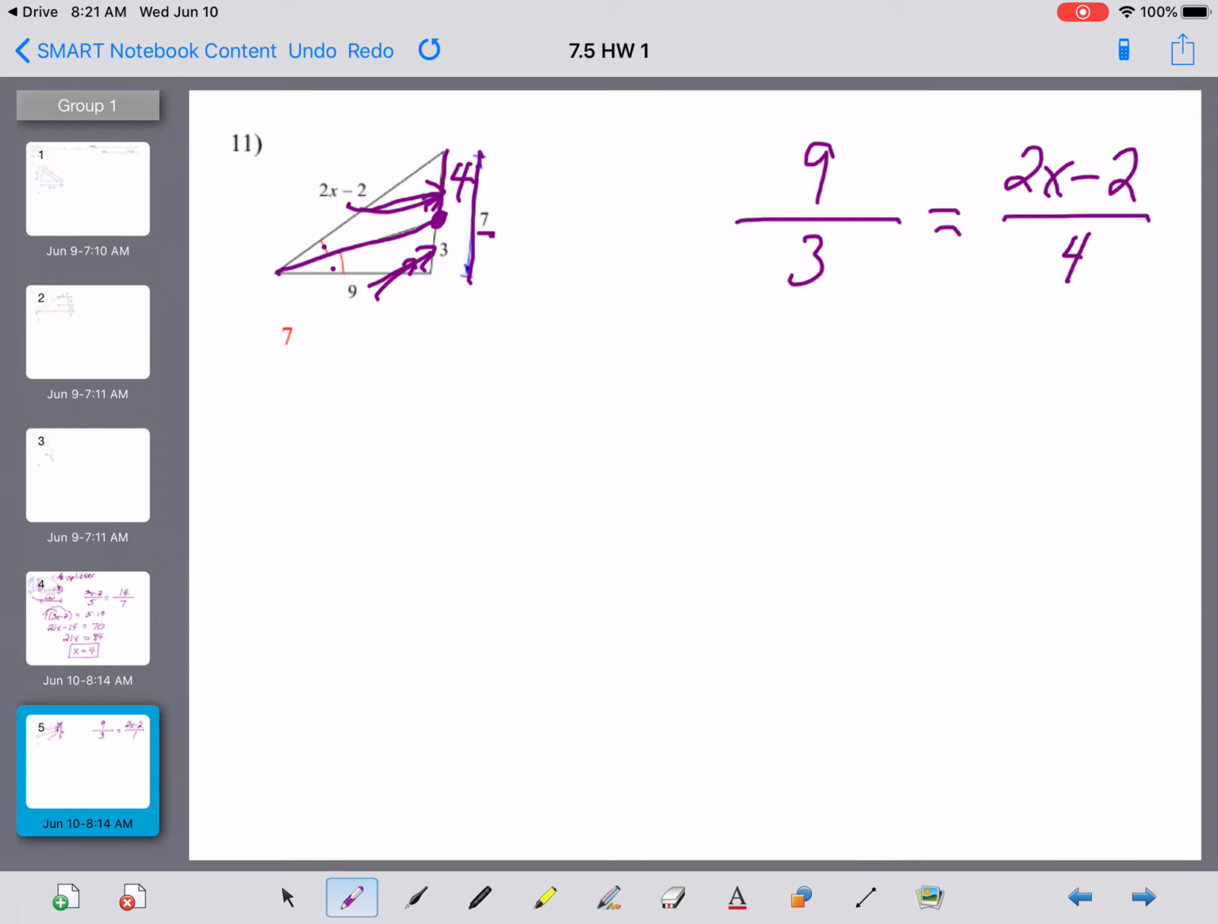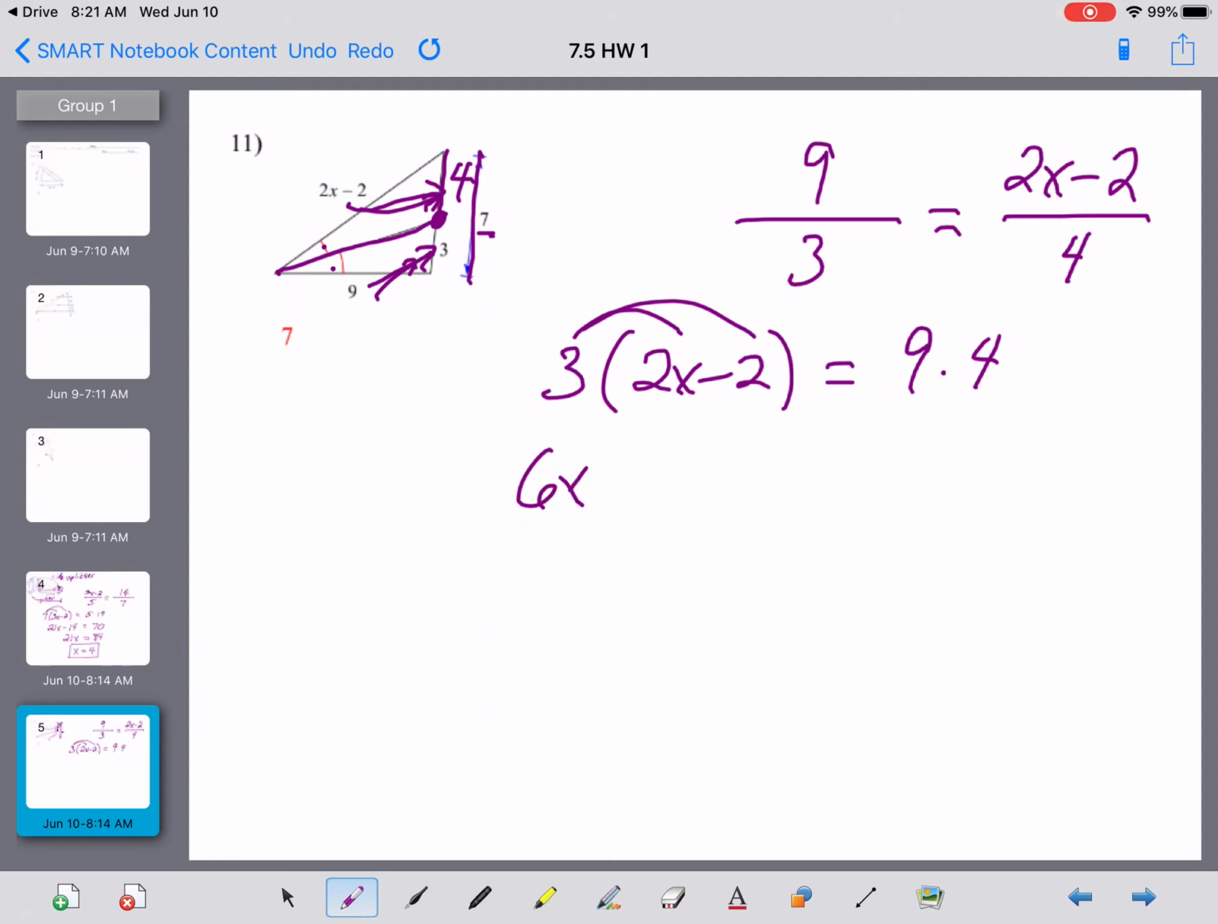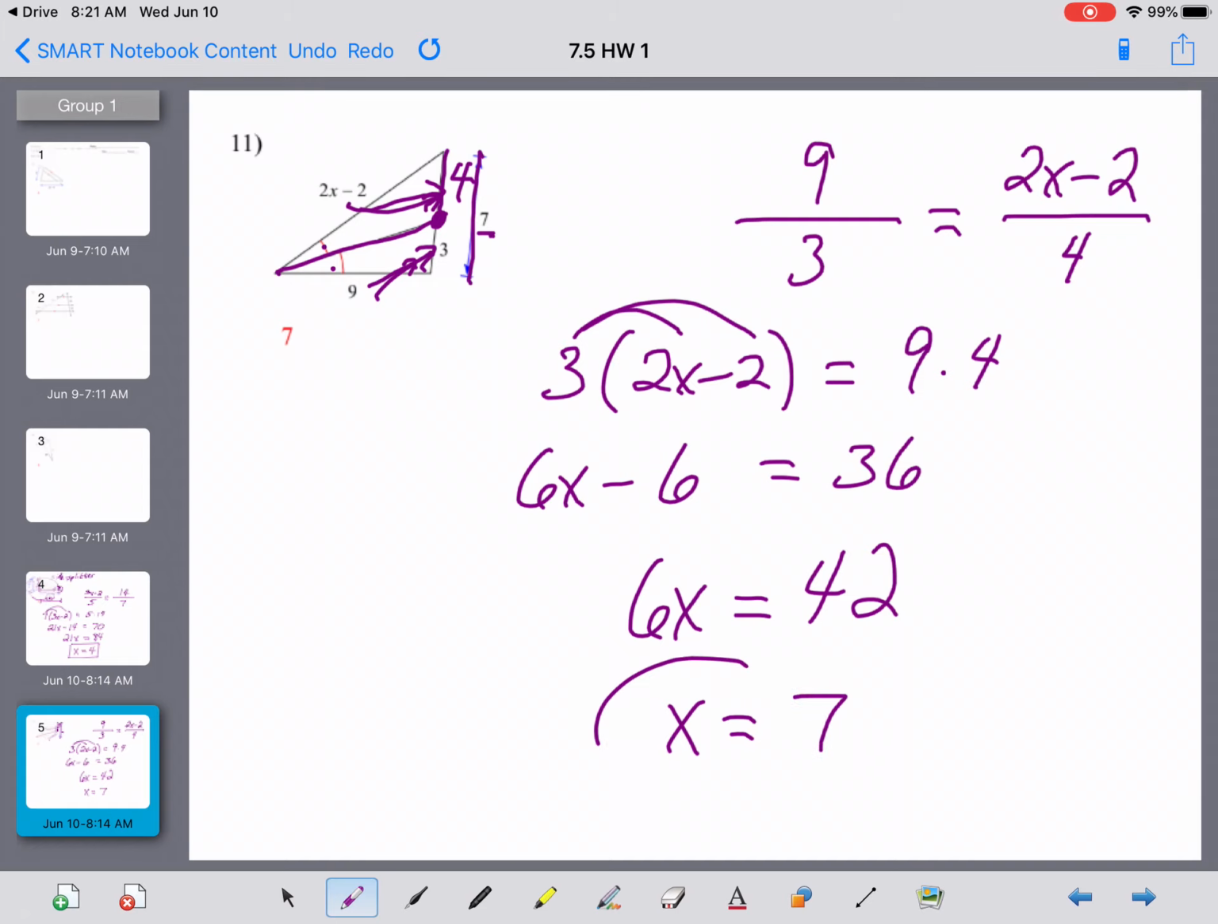Again, there's a lot of different ways to set up one of these proportions, so yours doesn't have to look exactly like mine, but on the next step they should be identical. The 3 gets multiplied by 2x minus 2. The 9 gets multiplied by the 4, and we'll distribute here. We're going to get 6x minus 6 is equal to 36. We're going to add 6. Nope. We are going to add 6 on both sides and get 6x is equal to 42, and then divide by 6, and we're going to get x is equal to 7.